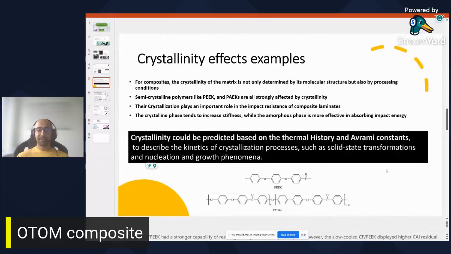So I hope that until now it becomes a little bit clear what the AFP is used for, what the benefits are, and how the crystallinity could affect the quality in automated fiber placement and also composites, and how important it is, and how we could predict this value. So how does it work in OTOM software?